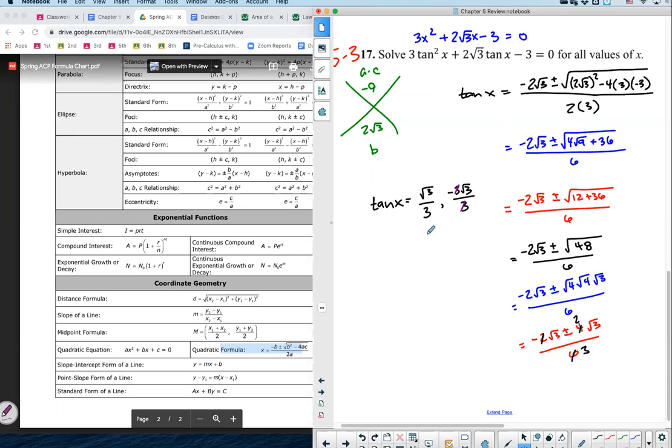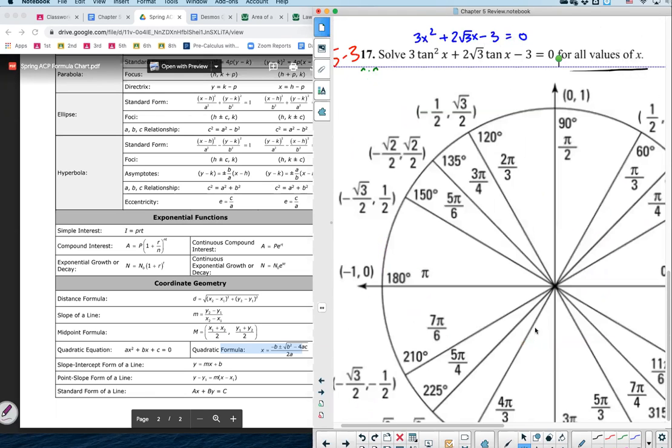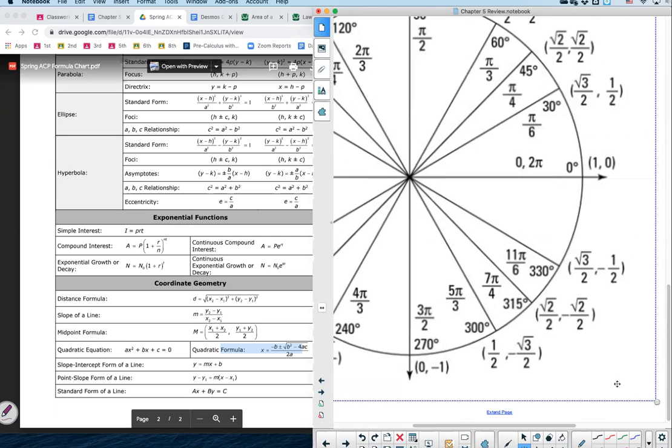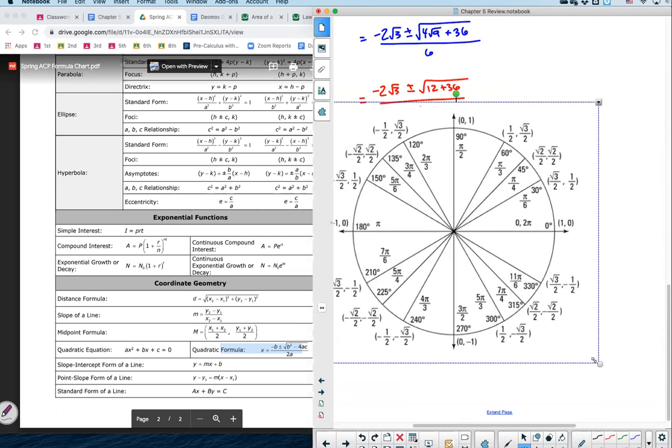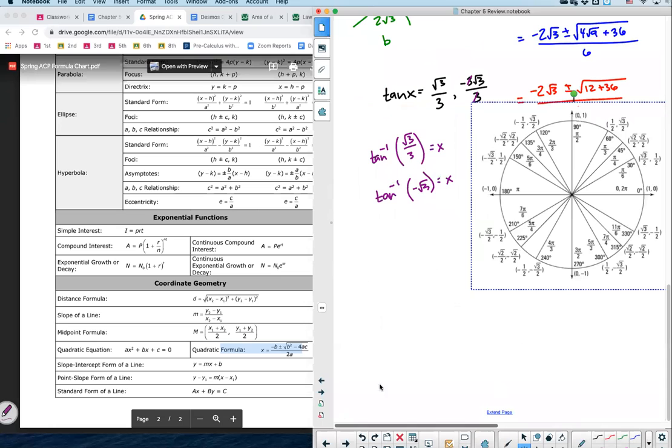So it could equal those values. So what does that mean about x? Well, when I take the inverse of square root of 3 over 3, these would produce my answers. Let's come over here to the unit circle. This problem is getting longer and longer here. And we'll try it with the calculator here in a second.